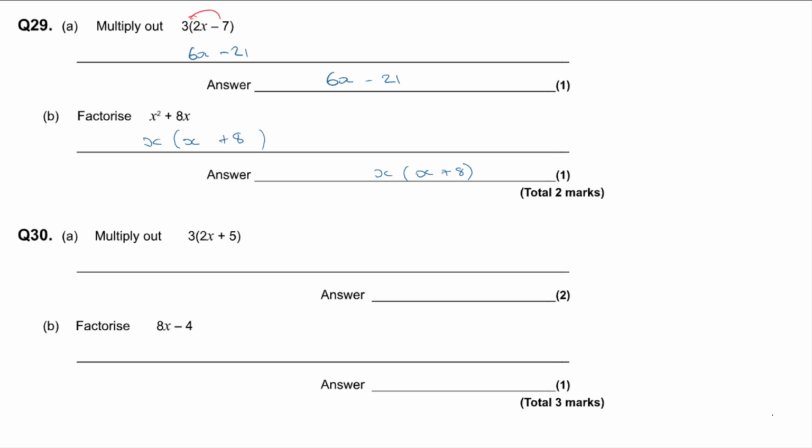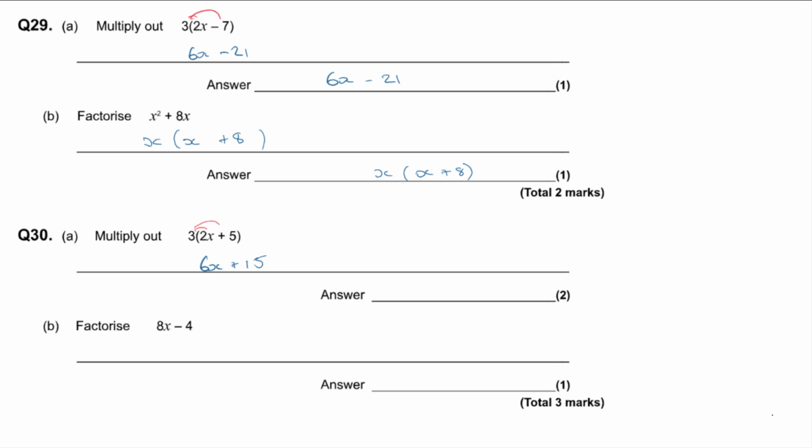Question 30, multiply out 3 lots of 2x plus 5. So 3 lots of 2x, that's 6x. 3 lots of 5, that's 15. So don't know why that ended up looking like that. It should be 6x plus 15. Okay.